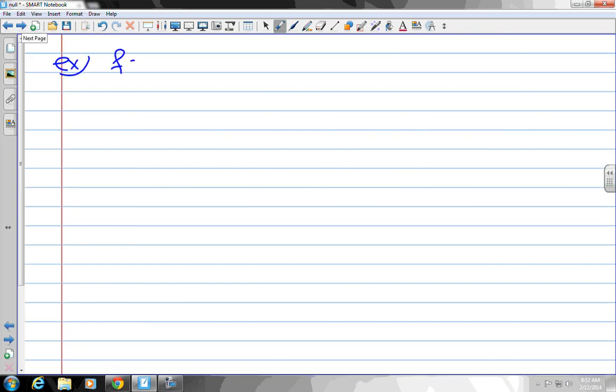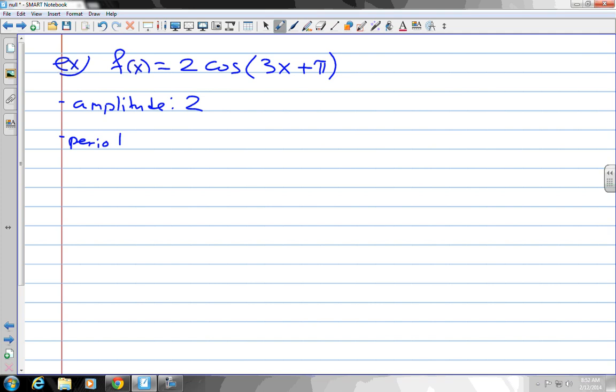So given a function, (3x plus pi). Can you just, for fun, identify the amplitude? 2. Can you tell me what the period of this function is going to be? 2 pi over 3, right? So the period is 2 pi over 3.